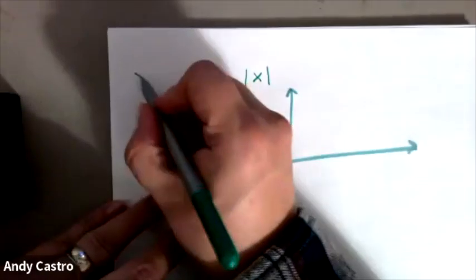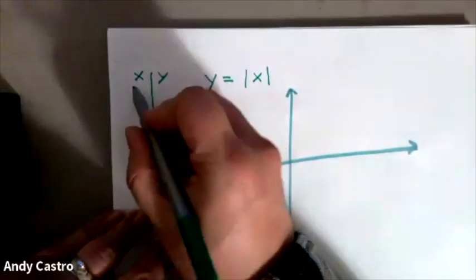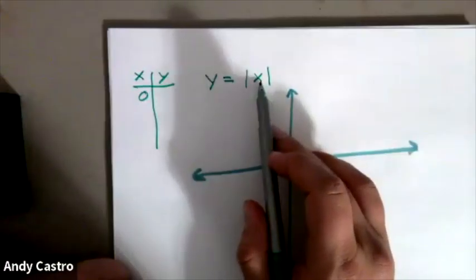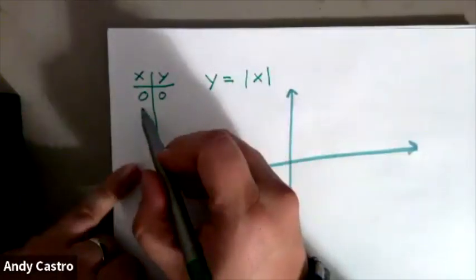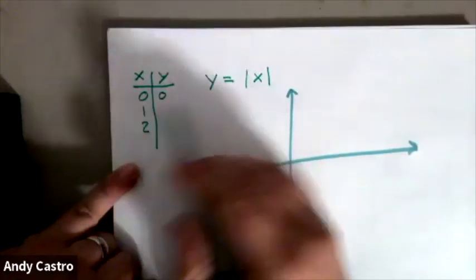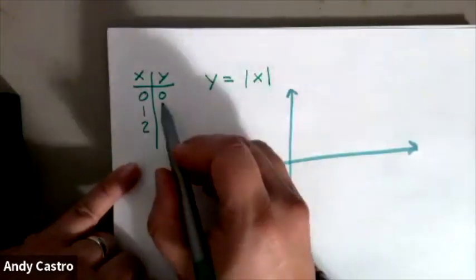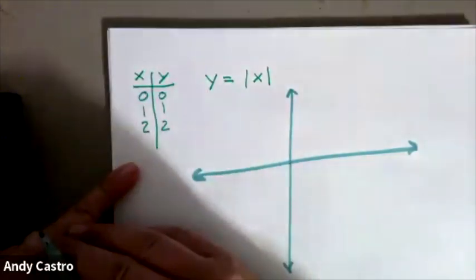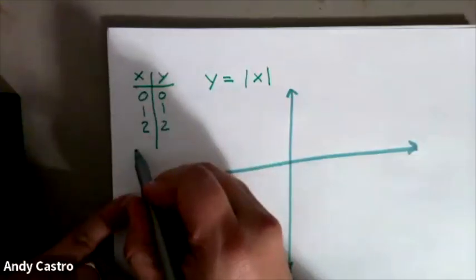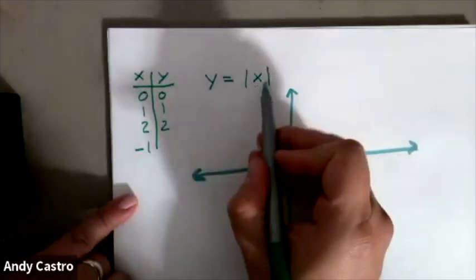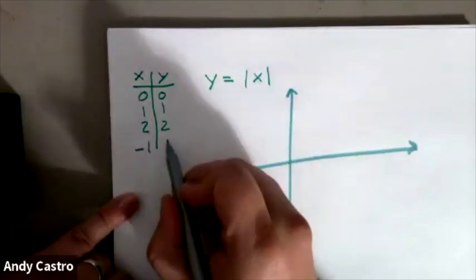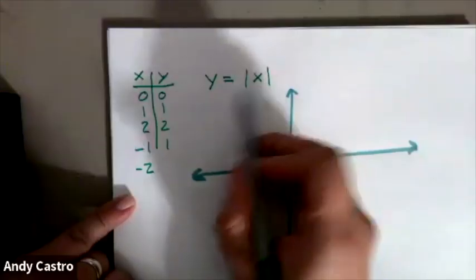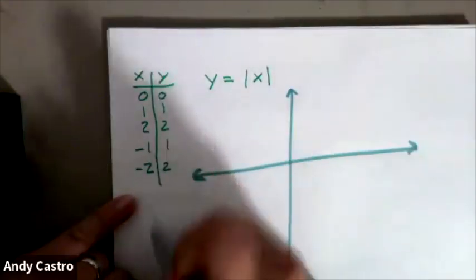If I just choose x's and y's to plug in, right? If x is 0, absolute value of 0, 0. If x is 1, absolute value of 1 is 1. If x is 2, absolute value of 2 is 2. Easy enough. But watch this. If x is negative 1, the absolute value of negative 1 is also 1. And the absolute value of negative 2 is also 2.